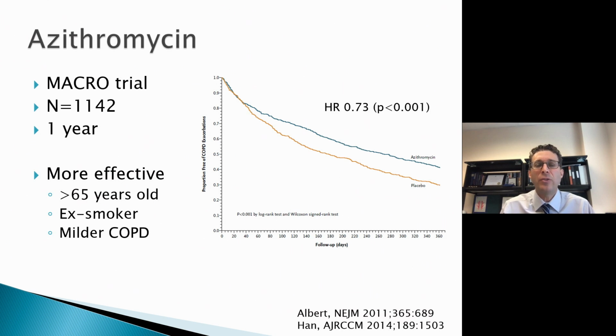Azithromycin on a daily basis, 250 milligrams, has been studied to reduce exacerbations in this large study called MACRO, and did show a significant reduction. Chronic azithromycin may be more effective in older patients or former smokers with milder COPD, but we have to be mindful of side effects. Most worrisome in this study was hearing loss, which was generally reversible when the drug was discontinued.